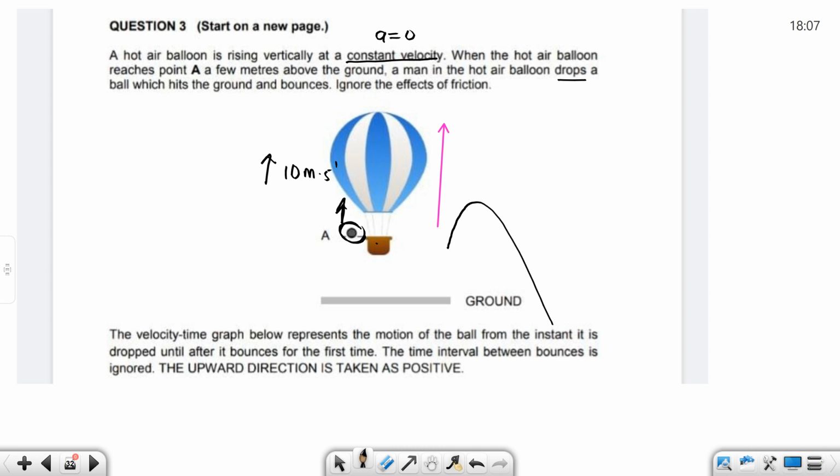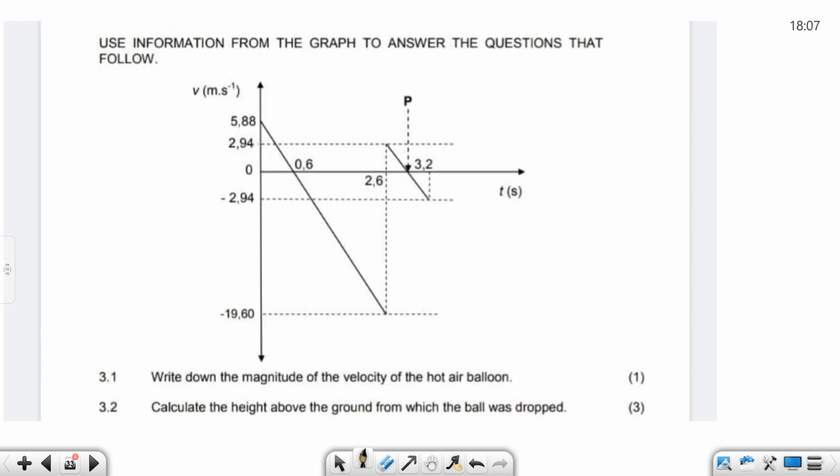Let's see the graph. The velocity-time graph below represents the motion of the ball. Gravity is pulling. Now, check. Do you see the initial is 5.88? It continues until it gets to 0. When will it get to 0? It was moving up. They will even ask you, I've seen questions asking why the object is moving up. It's moving up because of Newton's first law.